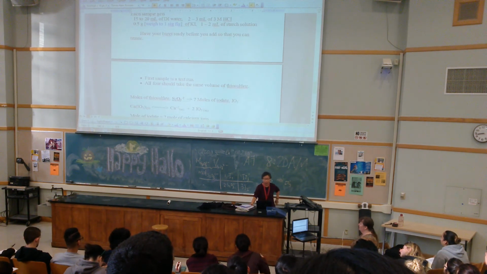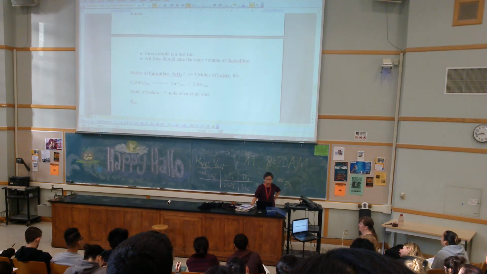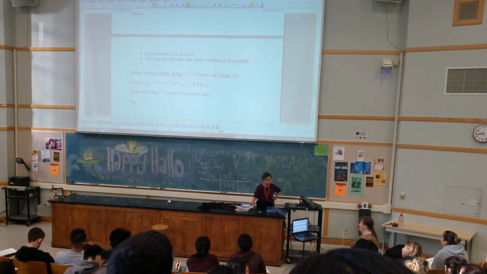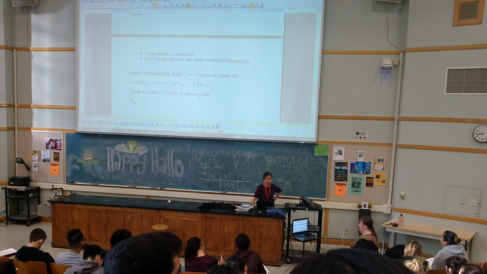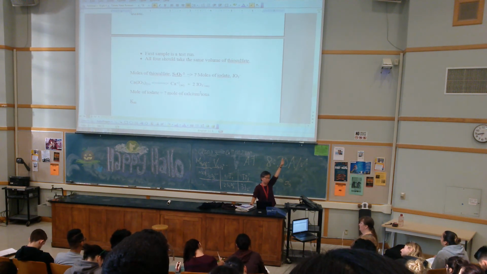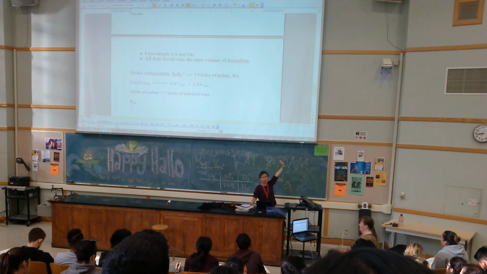All four should take the same volume of thiosulfate. So moles of thiosulfate equals how many moles of iodate? That's what you're going to convert. Calcium iodate gives you that. So the moles of iodate that you determine should be how many moles of calcium. That's from the beginning, when I got you to copy those equations, right? You all good? Then you solve for Ksp.